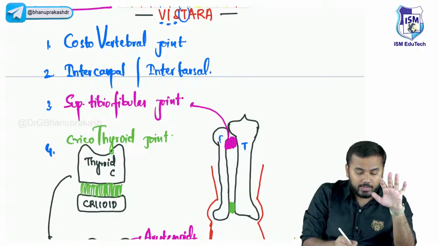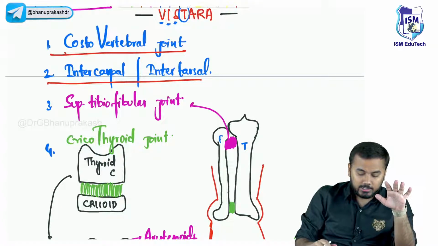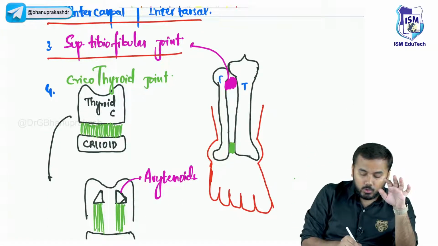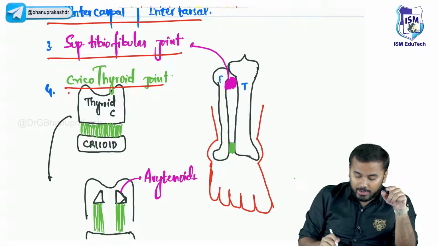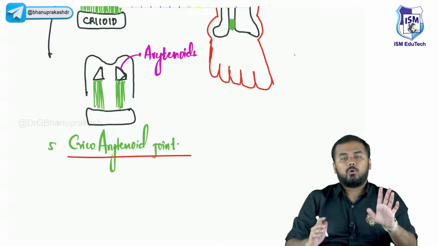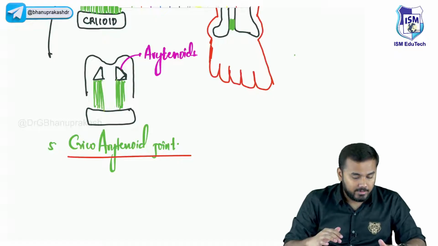So these are the five important types of planar joints. What are the five important types? Costovertebral joint, intercarpal and intertarsal joints, superior tibiofibular joint, whereas inferior tibiofibular was a fibrous joint, cricothyroid, and another one is cricoarytenoid. So these are the different types of joints which we have discussed, guys.